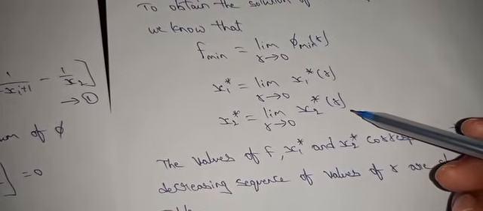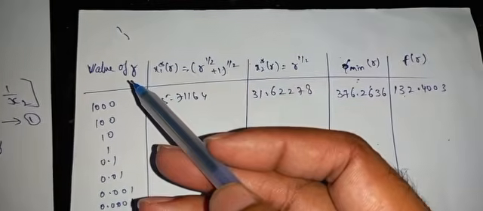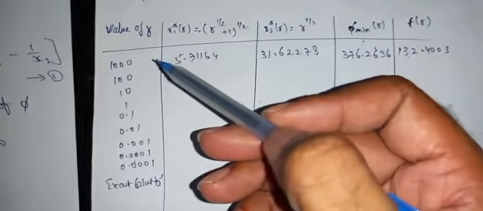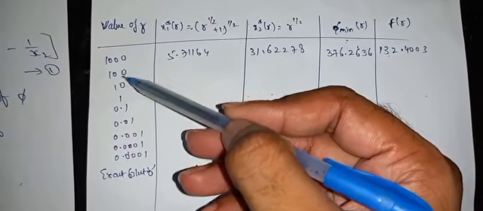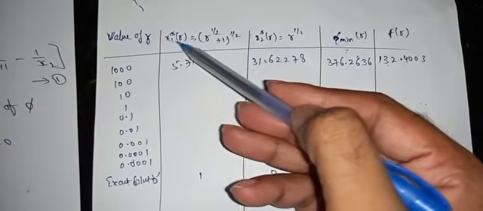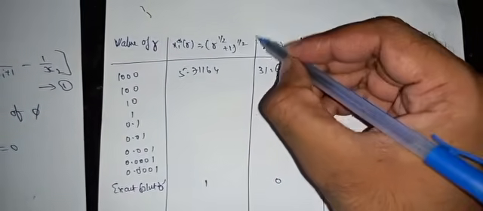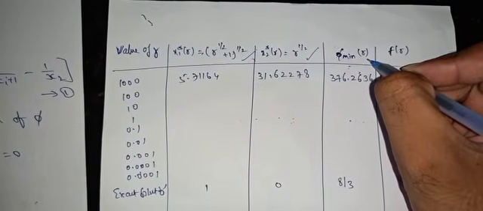After writing these equations we will form a table. This is the table of values of r. r tends to 0 means here the maximum value I am taking is 1000. We can take any value, 100. You can start from 100 also, and r tends to 0. Here x1 star is the equation we have found, and this is the x2 star value, and this is the phi of r value.